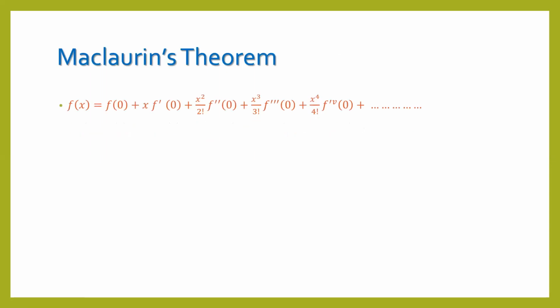According to Maclaurin's theorem, any function f of x we can express, or you can say this function f of x is equal to f of 0 plus x f dash of 0 plus x square upon 2 factorial f double dash of 0, x cube upon 3 factorial f triple dash of 0, and so on. Infinite terms are here, right?